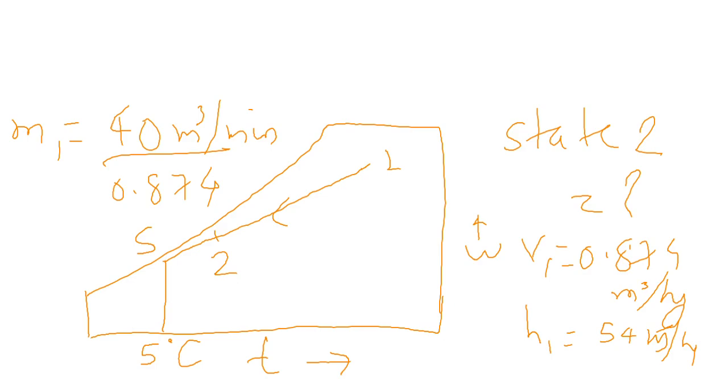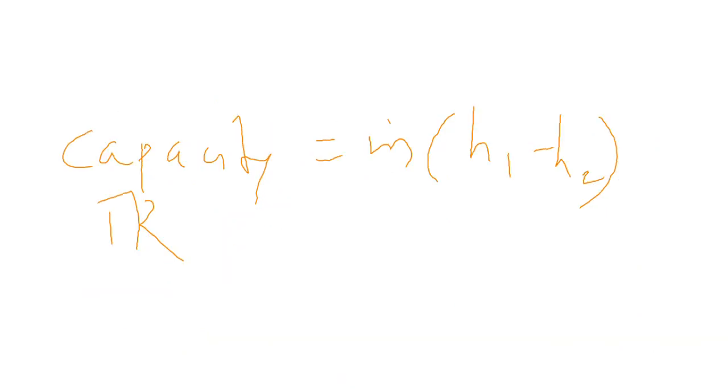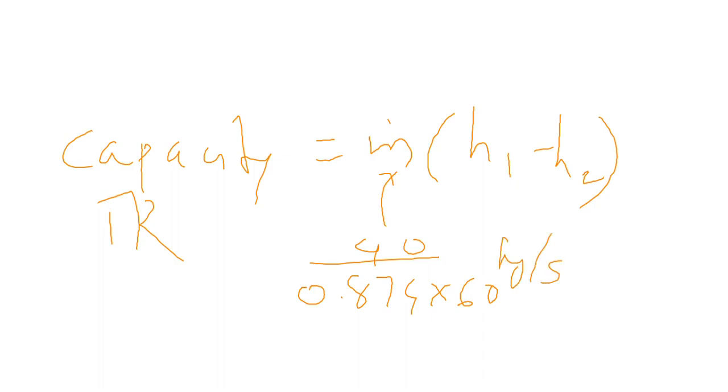And then I was talking about the energy balance of the coil. So this mass flow rate which you get over here, that is 40 upon 0.874, you divide it by 60, so that this mass flow rate would be in kg per second.